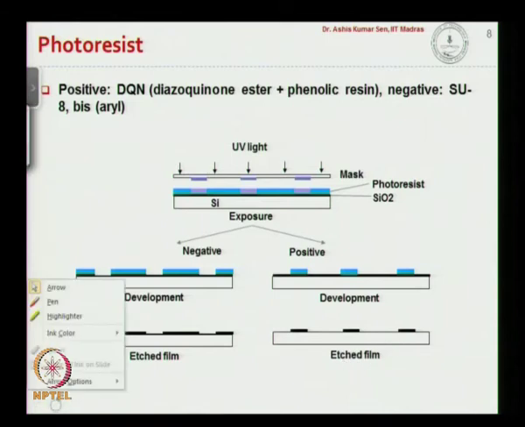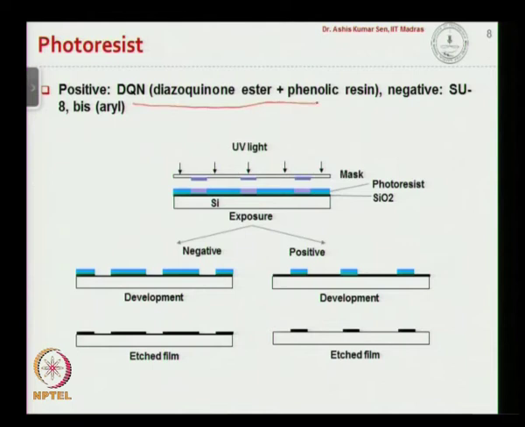So, here are the examples of positive and negative photoresist. Positive one example is diazoquinone ester plus phenolic resin, and one of the widely used negative photoresist is SU8. Okay. So, this is what we talked about negative and positive photoresist.